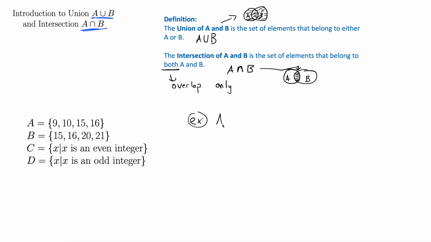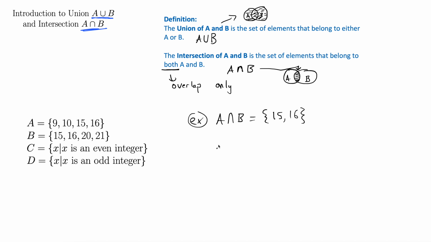Let's do A intersect B. What do A and B have in common? Look here. We're only looking at the overlap. I'm seeing 15 and 16. That's the only ones they have in common. So A intersect B is 15 and 16 only.